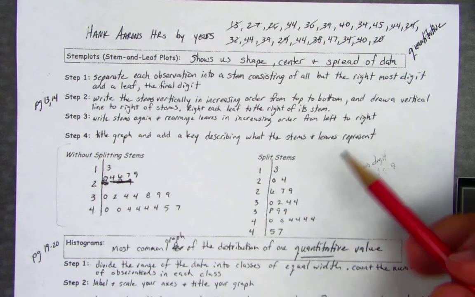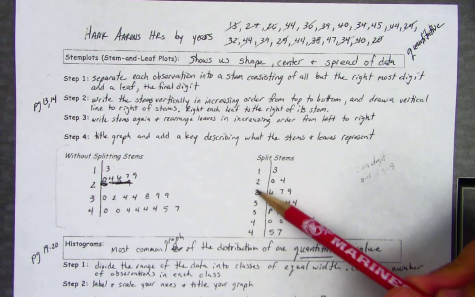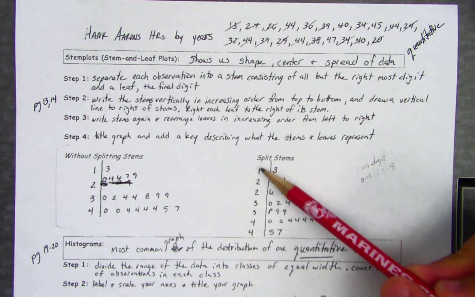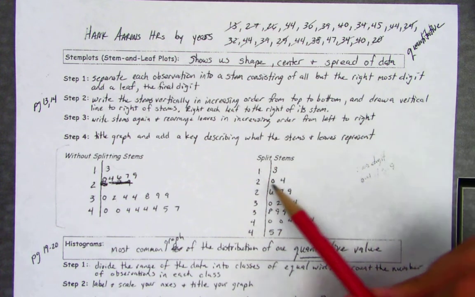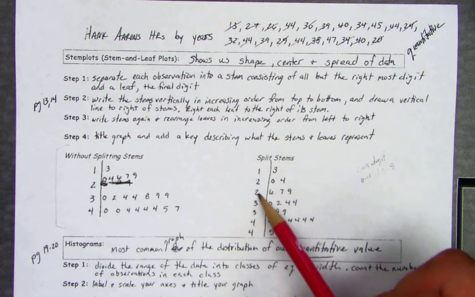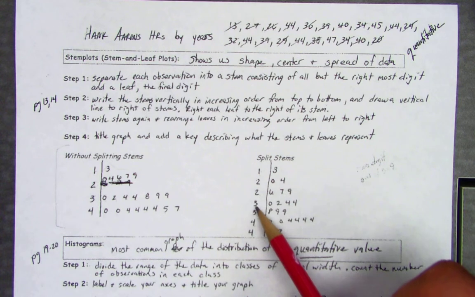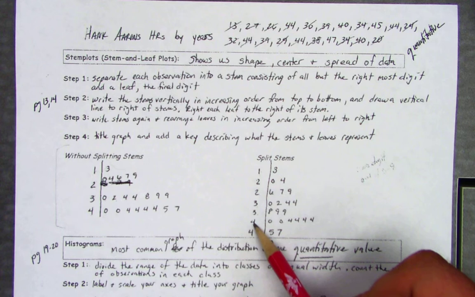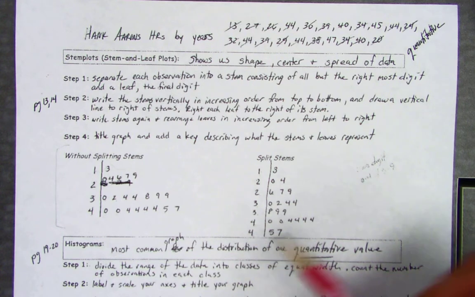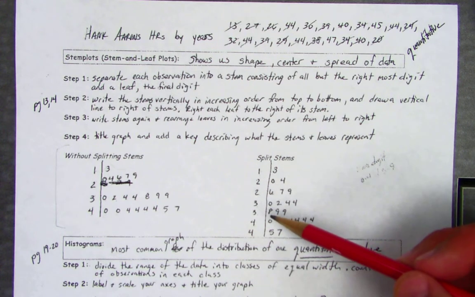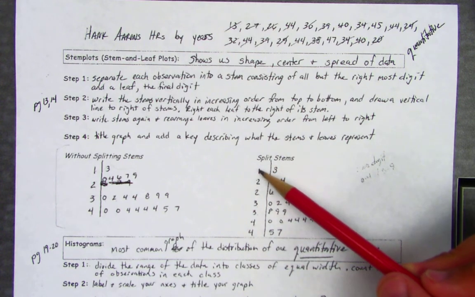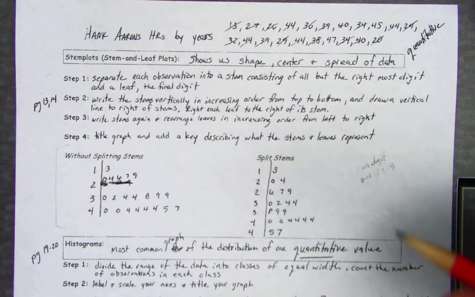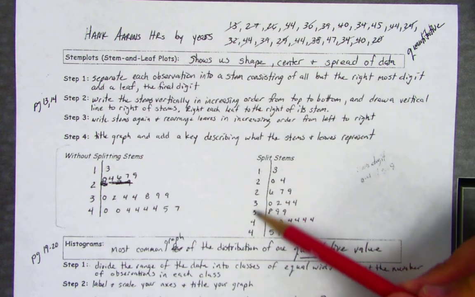So if we split the stems, what we're going to do is split the 10s, 20s, 30s, and 40s into 10 through 14, 15 through 19, which there isn't any, 20 through 24, 25 through 29, 30 through 34, 35 through 39, 40 through 44, and 45 through 49. So it's splitting the stems in half. You could also split it into 40 and 41, 42 and 43 if you had a whole lot of data. So I split all of these in half.